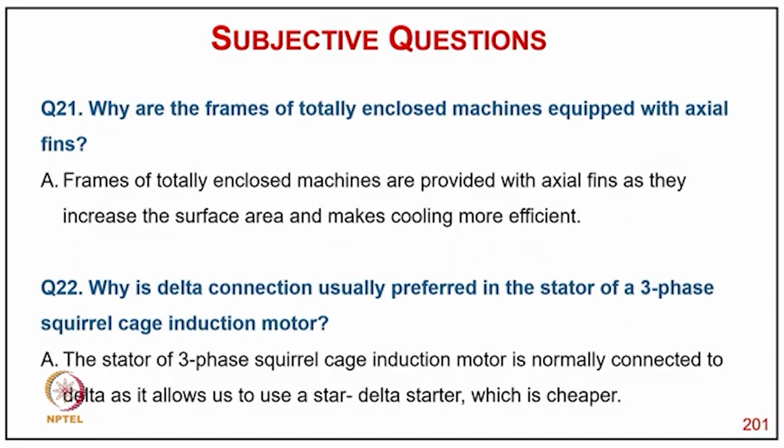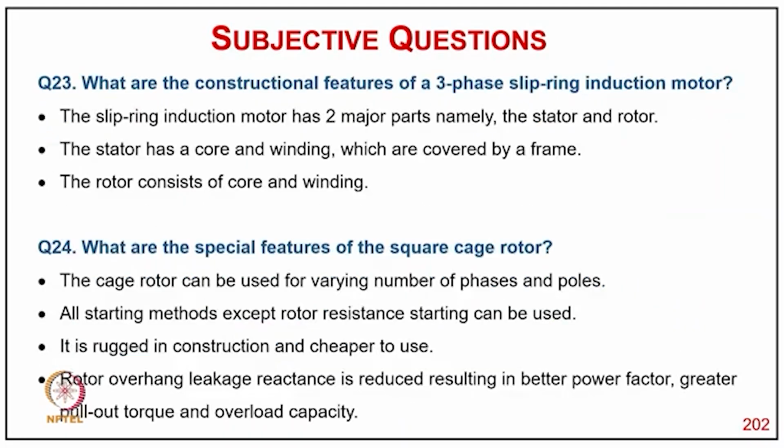Which type of frames are totally enclosed? The totally enclosed frames are provided with axial fins, as they increase the surface area and improve the cooling effect. Why is delta connection usually preferred in three-phase motors? The stator of a squirrel cage motor is normally connected in delta, as it allows the use of a star delta starter, which is cheaper.